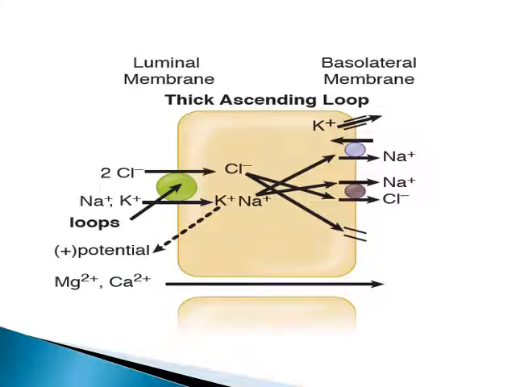Now see the mechanism of action of loop diuretics. Which transporter will be inhibited by this? This sodium potassium 2 chloride symporter will be inhibited by loop diuretics, and that will cause increased excretion of sodium, and also there will be excretion of calcium and magnesium. Also potassium will be excreted, leading to hypokalemia, and also hypomagnesemia and hypocalcemia.